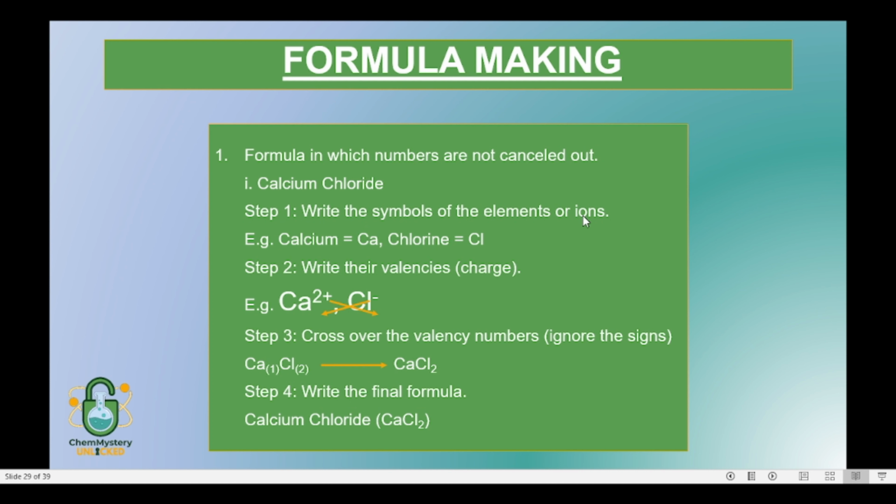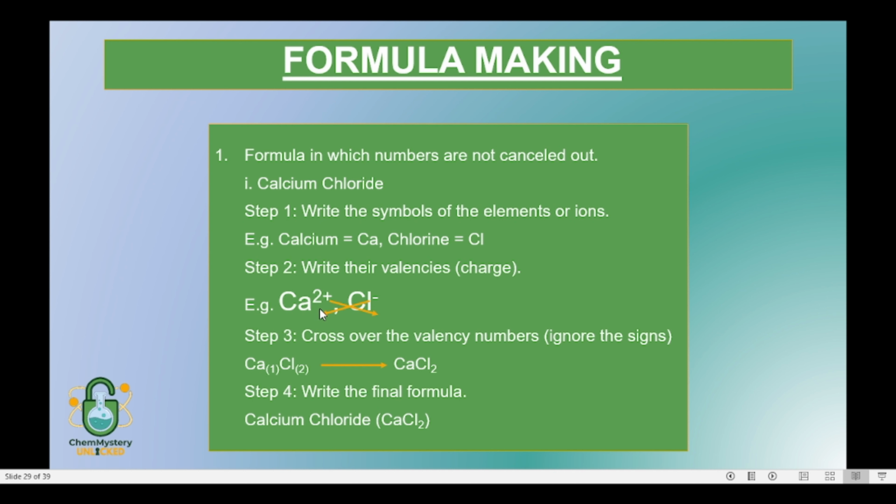For example, calcium equals Ca, chlorine equals Cl. तो हमने इनके symbol लिख लिया. In step 2, we write their valencies. Now what is valency? Valency is a charge. So हमने charge लिख लिया. Chlorine has a charge of minus and calcium has a charge of 2 plus.